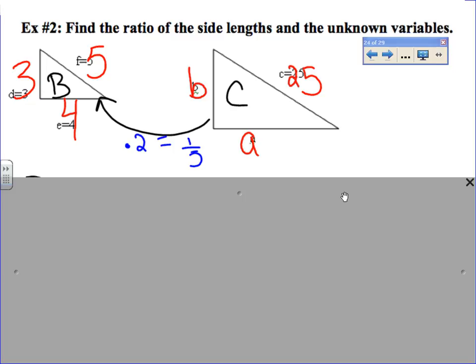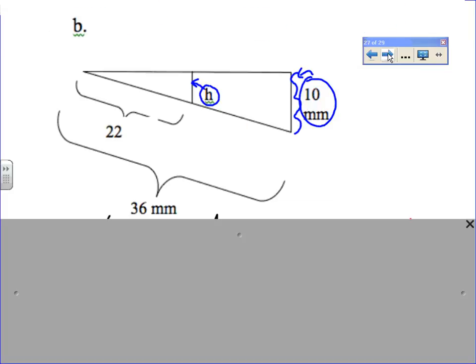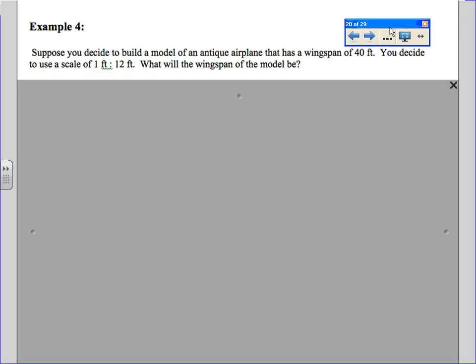Are you sure you're good? Okay, one more. I want you to set up a proportion and solve for what they're asking you. Okay, suppose you decide to build a model of an antique airplane that has a wingspan of 40 feet. You decide to use a scale of 1 foot to 12 feet. What will the wingspan of the model be?